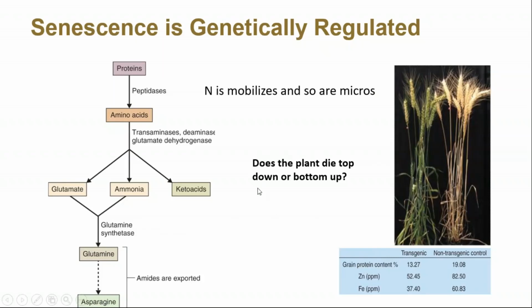So does the plant die from the top down or the bottom up? Well, let me give you an example here, and I don't know the answer. Elston and I argue about this all the time. But take a look at this little graph down here, this table. What they have is a stay green gene, which is a transgenic gene, which keeps the wheat plant green.